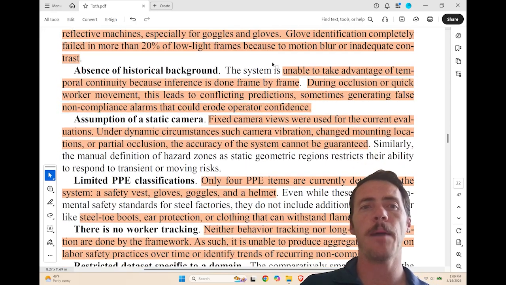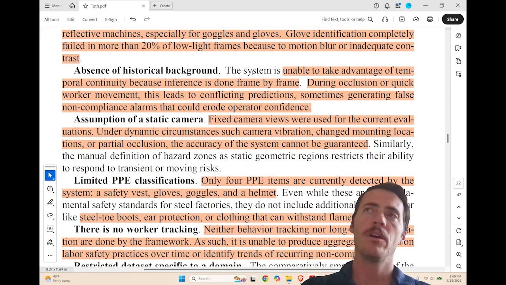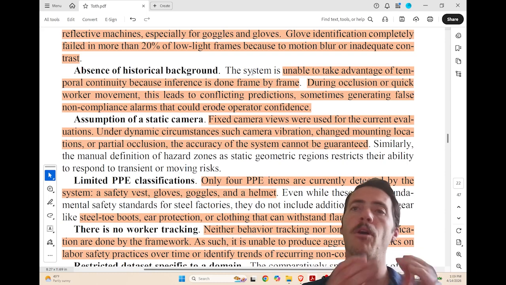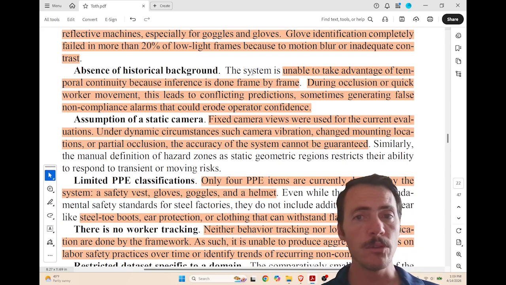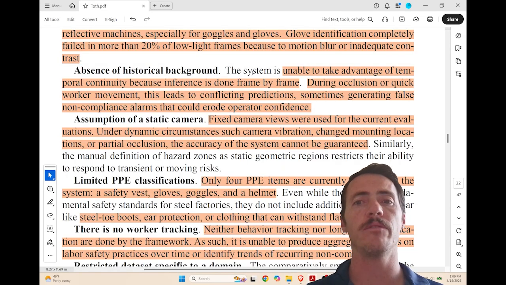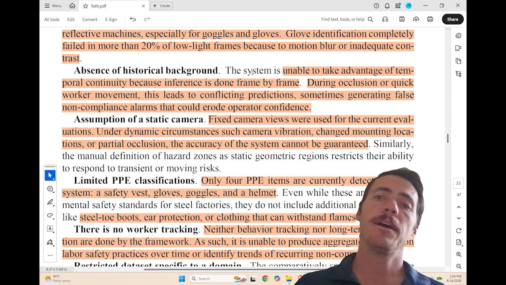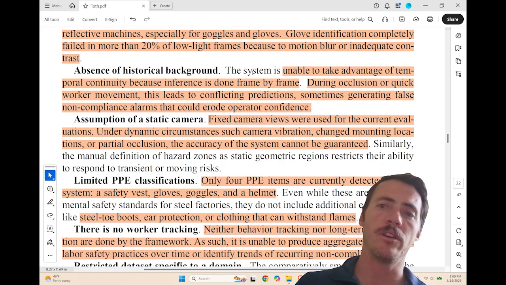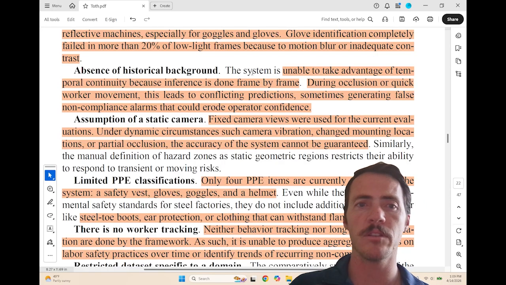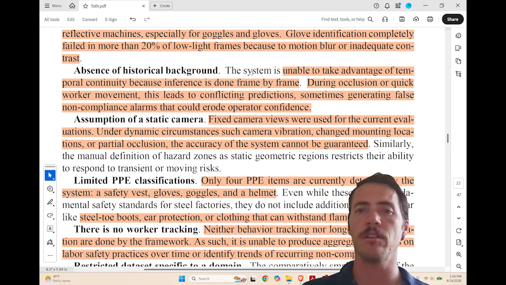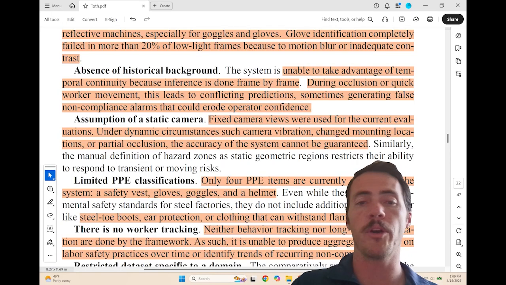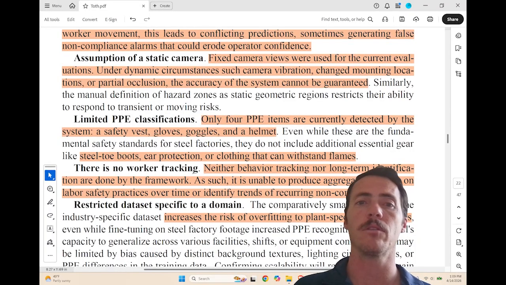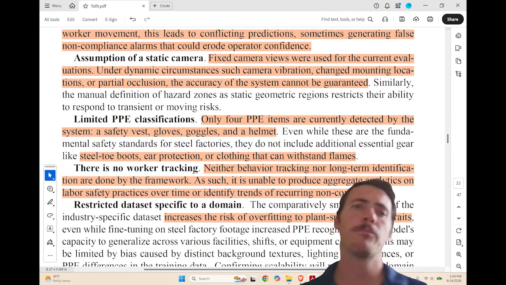The other one is the absence of historical background, right? So these are individual frames that are analyzed apart from the time series of data that they were collected in. That could potentially be a future work, where you extend this to have the sequential data capturing the temporal nature of this, but currently that's not captured. And that may be relevant because it says during occlusion, when something gets hidden behind a machine or something, this can lead to conflicting predictions, and sometimes that might generate false alarms, and that might erode operator confidence. You may not trust the machine if you get enough false alarms. They talk about the problems here.